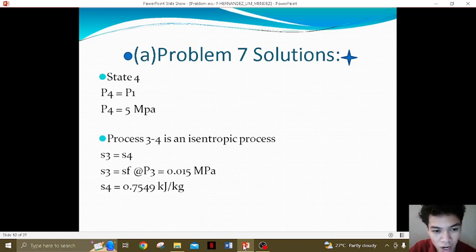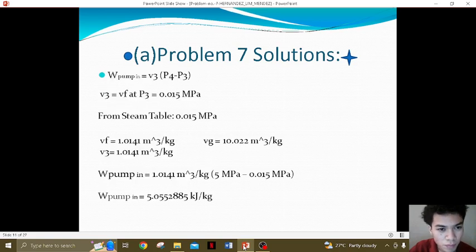So the process 3 to 4 is also an isentropic process. So S3 is equal to S4, then S3 is equal to Sf at pressure P3, which is 0.015 megapascal. So you'll have the answer of the S4 there as 0.7549 kilojoule per kilogram. So the work pump is equal to V3 times P4 minus P3.